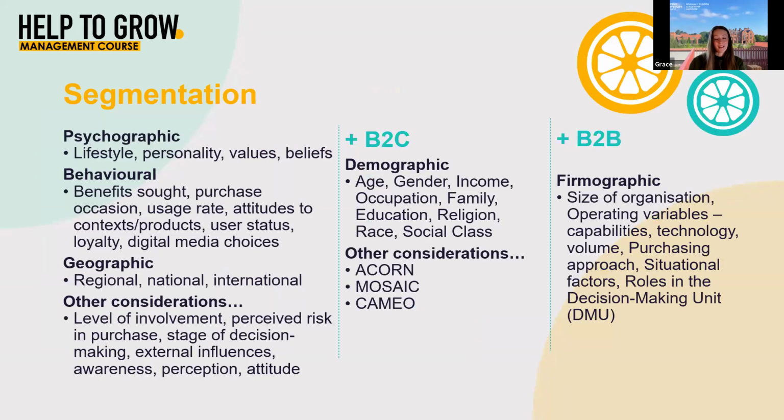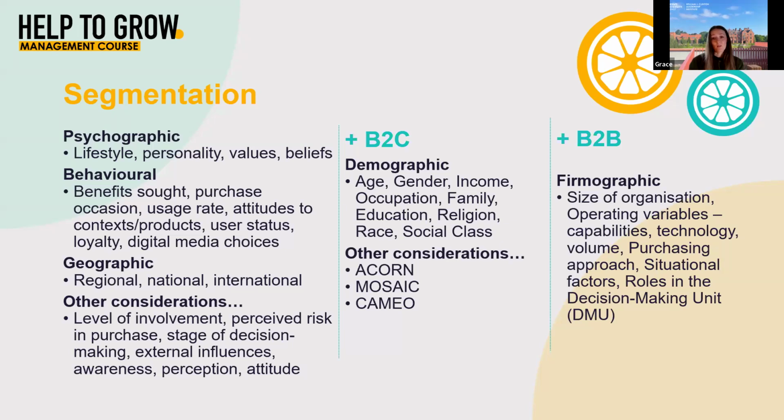Now, in the first instance, when we're thinking just about segmentation and we want to segment the market, we can use segmentation variables. These are essentially filters that will help you identify distinct groups that have similar needs, behaviors, wants, and value expectations as well. These variables are considered to be psychographic, behavioral, geographic, and demographic.